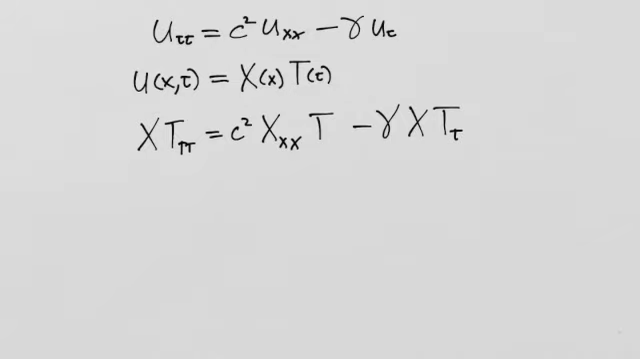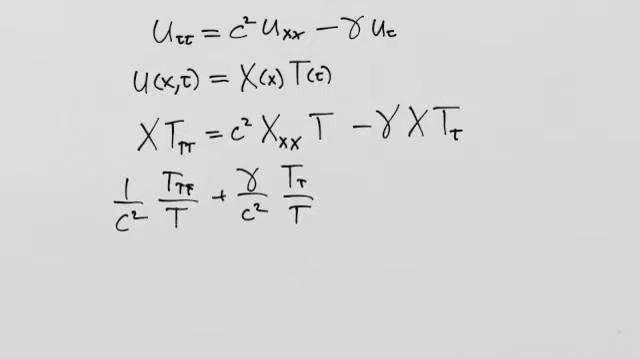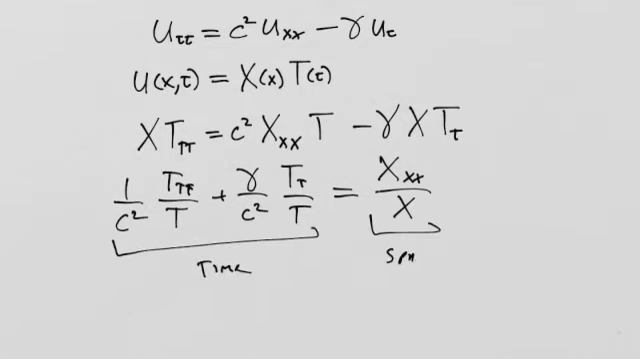So the next step is to do this separation. I get 1 over c squared times the second time derivative divided by the overall time function, plus gamma over c squared times the first time derivative over the overall function. That's the left side, and the right side is the second space derivative over X. And here we have done it.